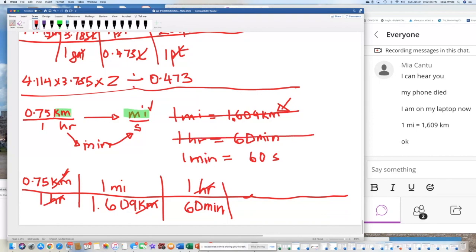Now I have to take minute to second, so I have to put 1 minute up here and then 60 seconds on the bottom. So just like before, minute cancels out. As long as they diagonally match, the units cancel out. Only the units are canceling out, right?